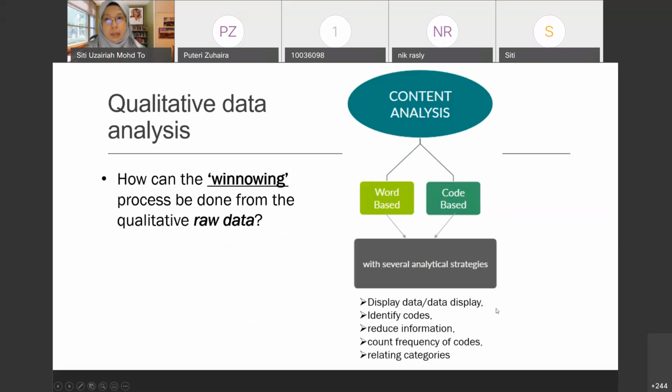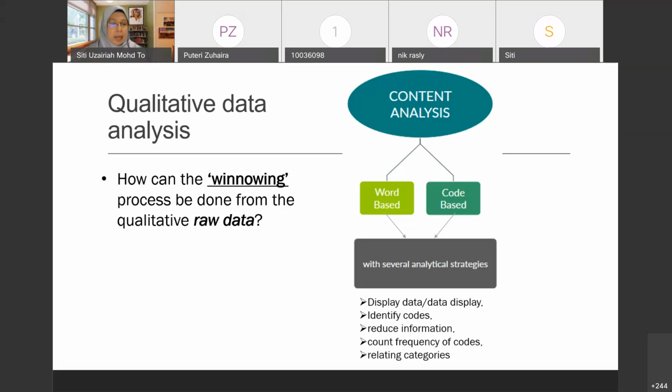Now I'm sharing with you how to analyze the qualitative data. This is very brief. In layman's terms, I would call it filtering, how you filter the data. But in methods terms, it is called the winnowing process from the raw data. Winnowing, in Malay is like menampi padi. How do you winnow the data?